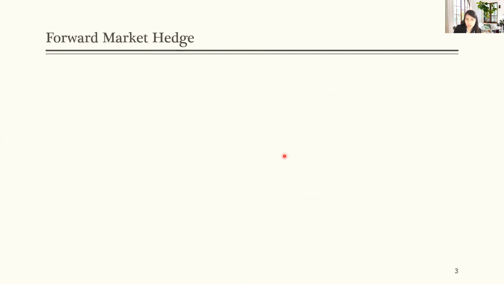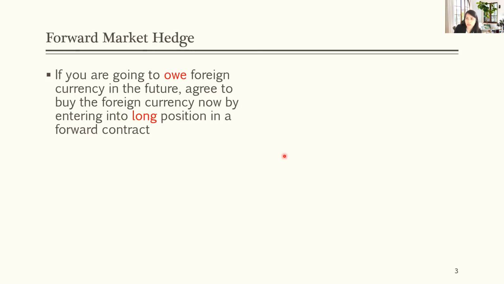In terms of different types of financial hedge, the first one that we talk about is the forward hedge. As the name suggests, you want to use the forward contract to hedge your exposure. For example, if I anticipate I'm going to have to pay the foreign currency in the future, I'm going to be short in the foreign currency.